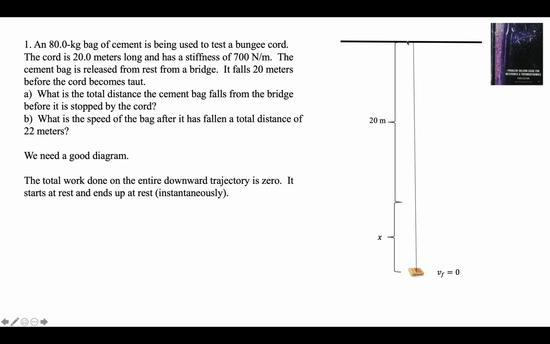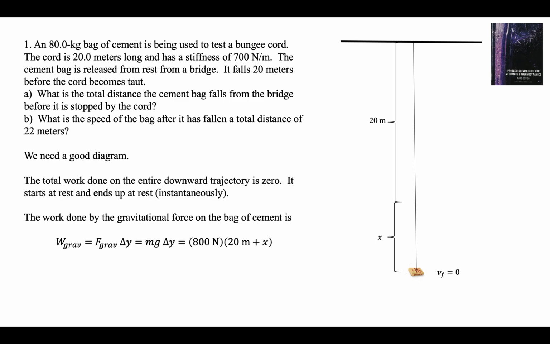That's what we have to figure out. The total work done from the top, where it's at rest, to the bottom, where it's at rest, is 0. It ends up at rest instantaneously right here. It's going to be pulled back up, but it's at rest instantaneously. The total work done by the gravitational force on the bag of cement, we don't know how far it fell. It's going to be a function of x. The force is 800 newtons, the weight, and the distance it fell is 20 meters plus x.